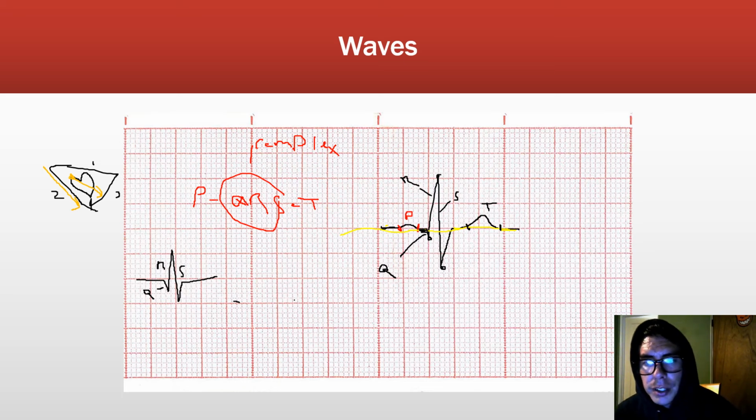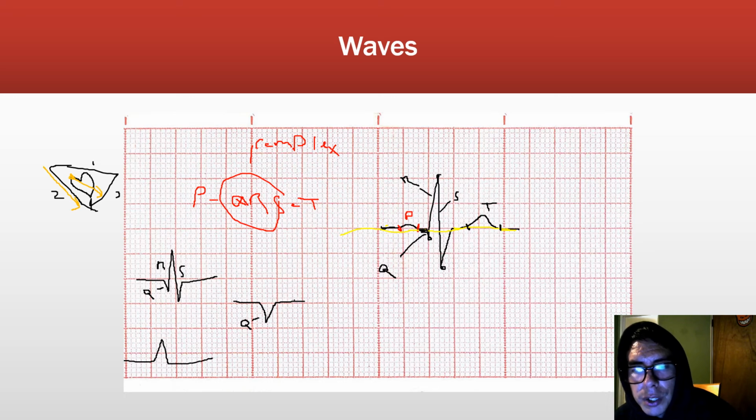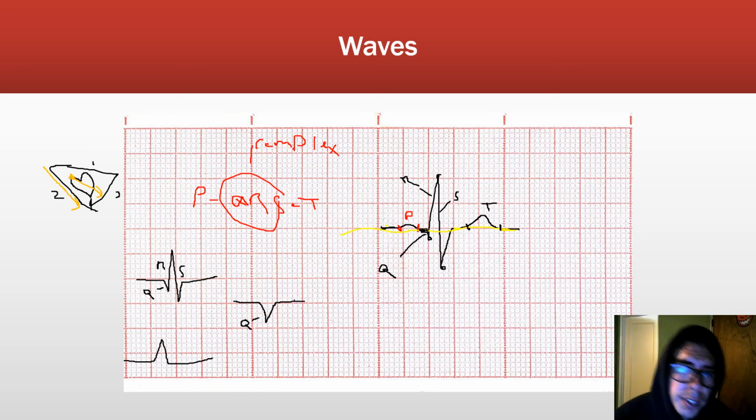Now if we have this, it goes below baseline, making it a Q wave, but it doesn't go above again, so there is no R wave, and it has to come from above down past baseline to be an S wave, so this would just be a Q wave. This would just be an R wave because it goes above baseline, but then when it comes down, it does not go past baseline.